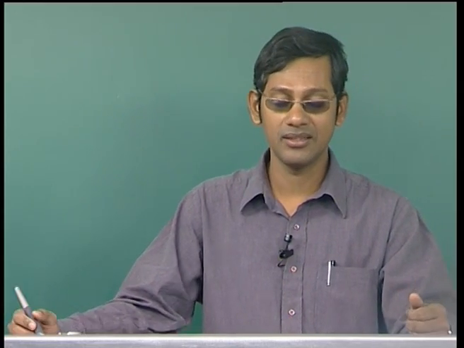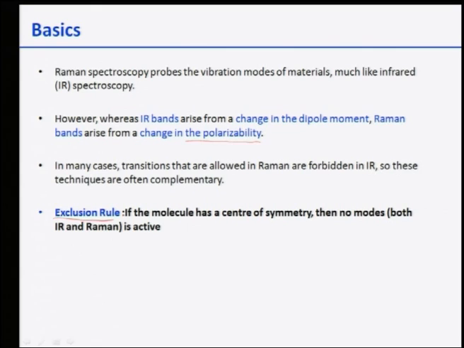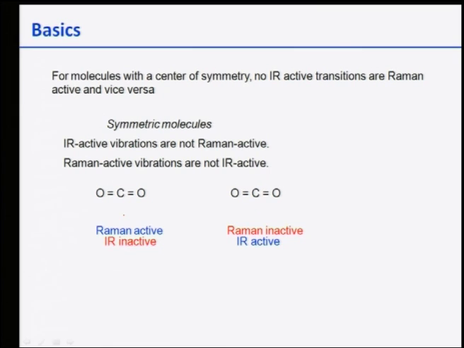That basically sets an exclusion rule. What is the exclusion rule? It says if the molecule has a center of symmetry, then no mode is active in both IR and Raman. As you can look into this slide, it will be clear to you. For a molecule with a center of symmetry, no IR active transitions are Raman active, or vice versa. Let us suppose this molecule, which is CO2, is Raman active but IR inactive. On the other hand, if the center of symmetry changes a little bit, then it becomes Raman active. If the molecule becomes fully centrosymmetric, then none of these techniques can apply.